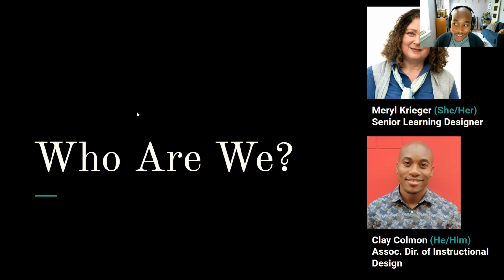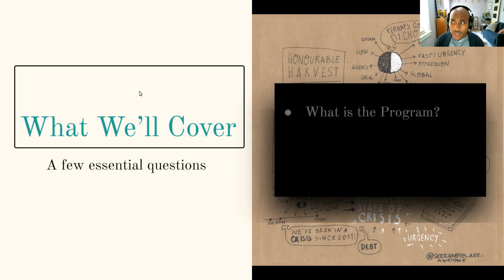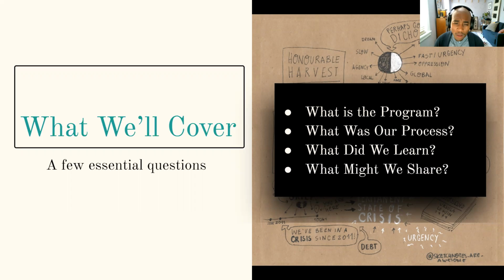So speaking of getting started, I think it makes sense to talk a little bit about what we'll cover today in a few essential questions. We're going to talk a bit about what the program is, the certificate in digital strategies and culture. We're also going to talk about what our process was in developing that certificate, and it's ongoing, so it's a continual process. We're going to be discussing what we learned and continue to learn in that process. And then finally, we're going to talk a bit more about what we might share alongside you all in our conversation and discussion about exactly what we did and how we did it.